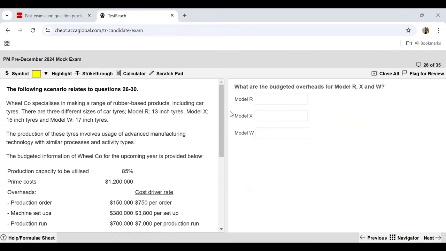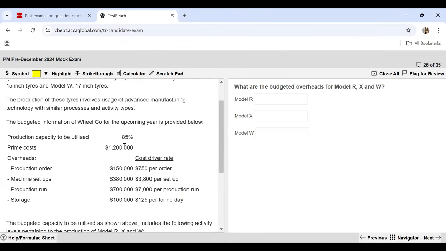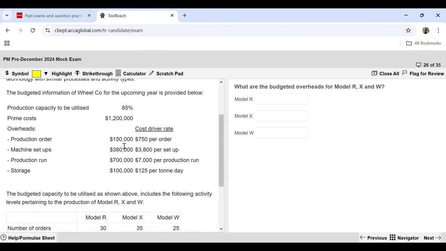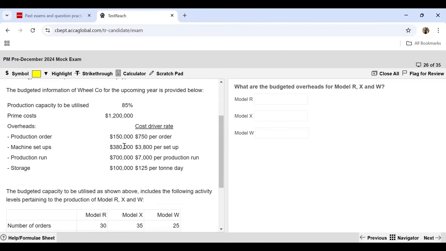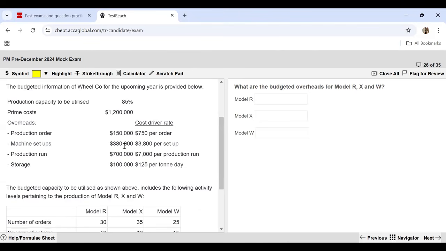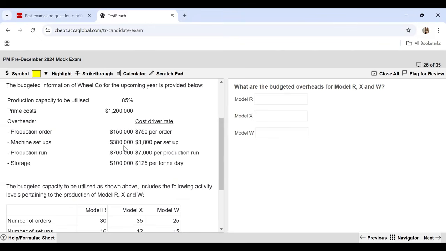Wheel Company specializes in making a range of rubber-based products, including car tires. There are three different sizes of car tires: Model R 13-inch tires, Model X 15-inch tires, and Model W 17-inch tires. The production of these tires involves usage of advanced manufacturing technology with similar processes and activity types. The budgeted information of Wheel Company for the upcoming year is provided below. They are going to utilize 85% of their production capacity.